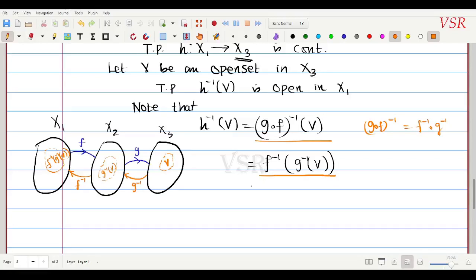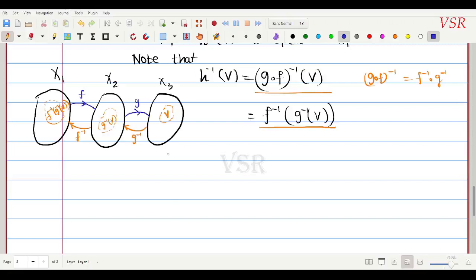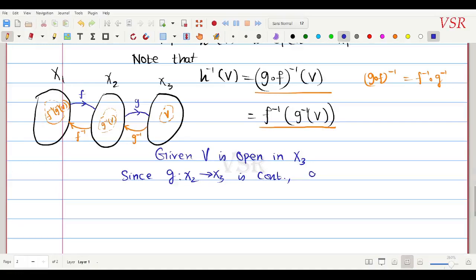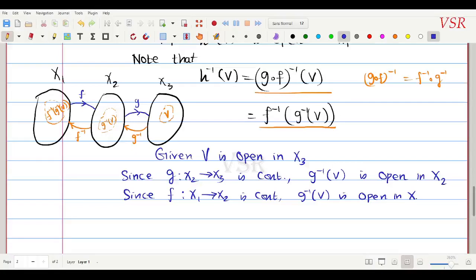Okay, அப்போ since we are given V is open in x3 ல ஓபன் ஆக இருக்கு. ஓகே, since g is a function from x2 ல இருந்து x3 is continuous ஆக இருக்கிறதுனால g inverse of capital V is open in x2 ல ஓபன் ஆக இருக்கும். ஓகே, இப்போ since f is a function from x1 ல இருந்து x2 is continuous ஆக இருக்கிறதுனால, அதே நேரத்துல g inverse of V is open in x2 ஆக இருக்கிறதுனால, we may have this f inverse of g inverse of V is open in x1 ல ஓபன் ஆக இருக்கும், கரெக்டா?